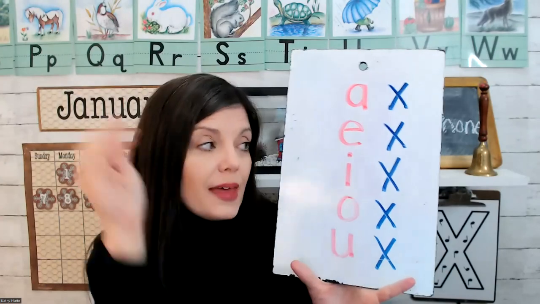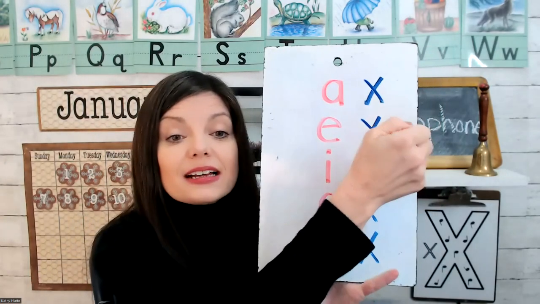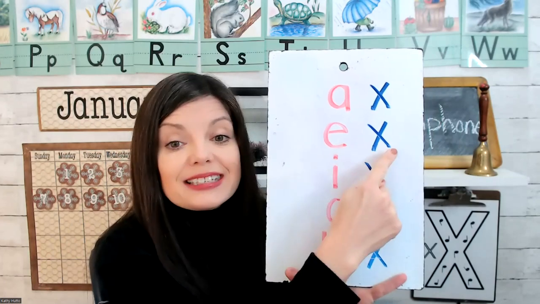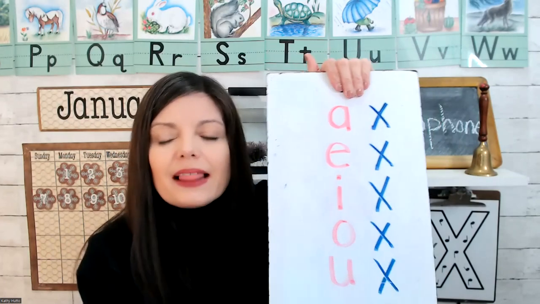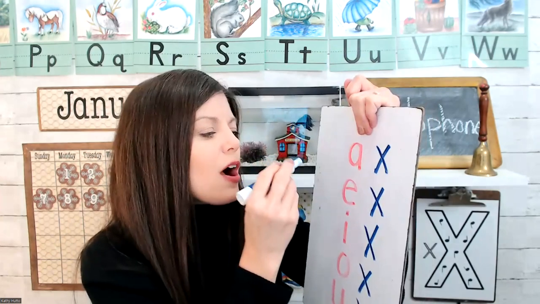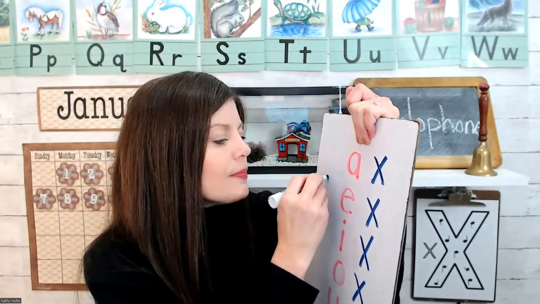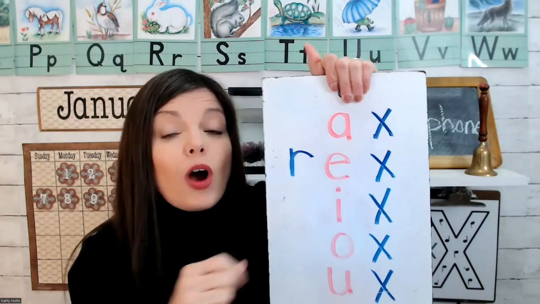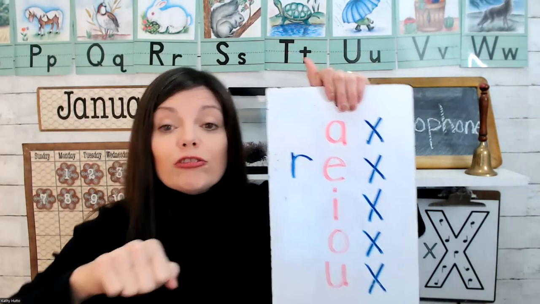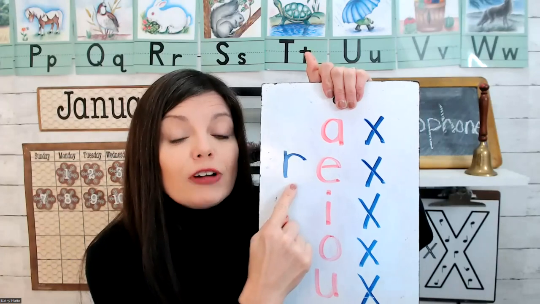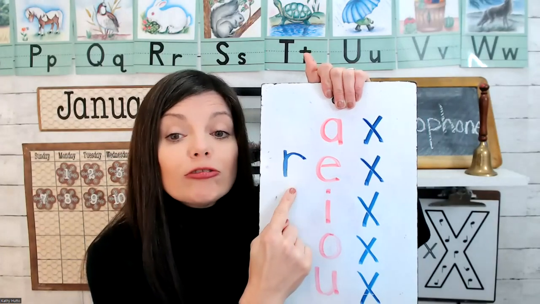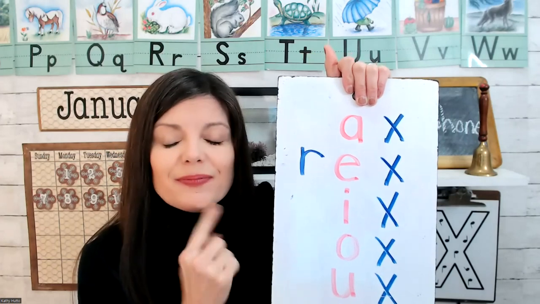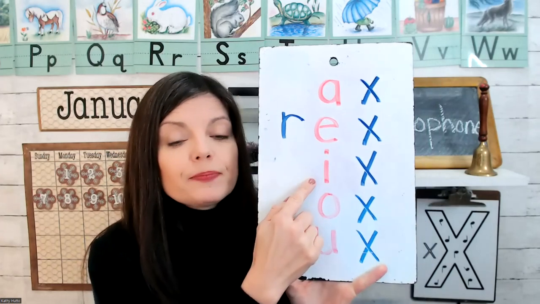Start with E. X. Let's put a letter R in the front. Let's see if we can read this word. I know R says r. R, ex. Rex. Like a T-Rex. Let's do the next one.